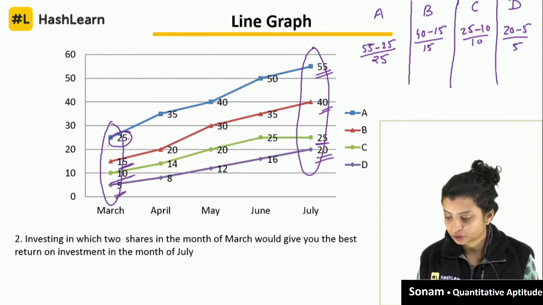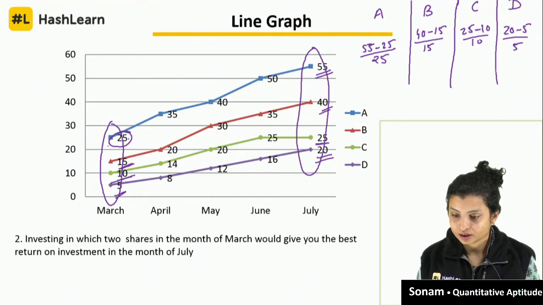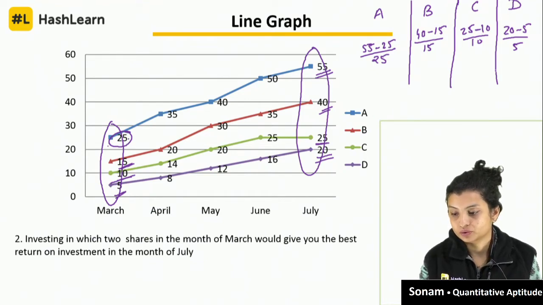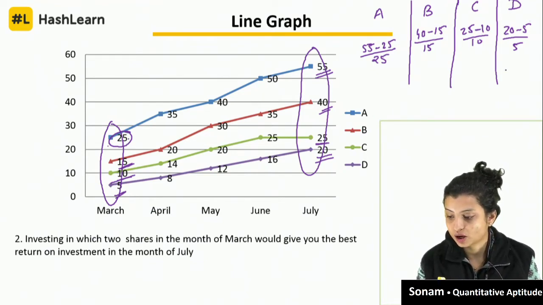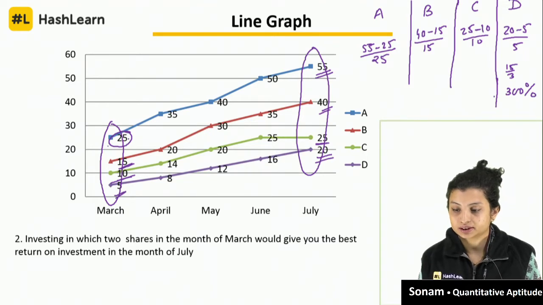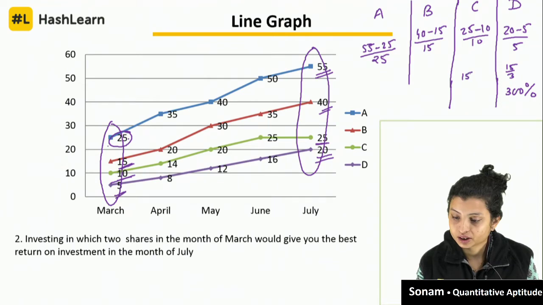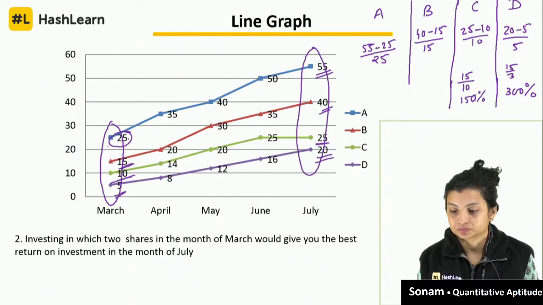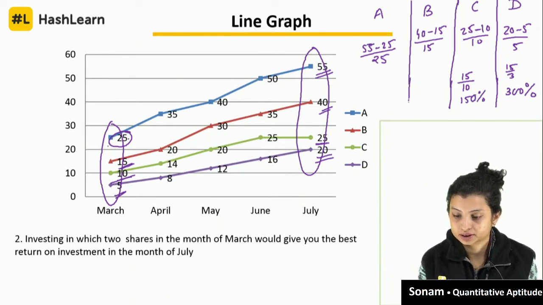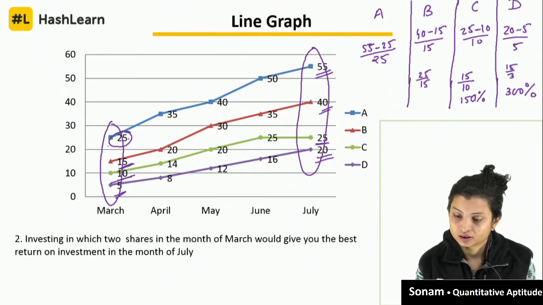It should be very obvious to you. The first one should be very obvious for you. Why? Because see here, this will be how much? 15 by 5, that is how much? 3. So 300% it is, isn't it? That is the maximum which I can see over here. The second one will be 15 by 10, that is 150%. Yes or no?